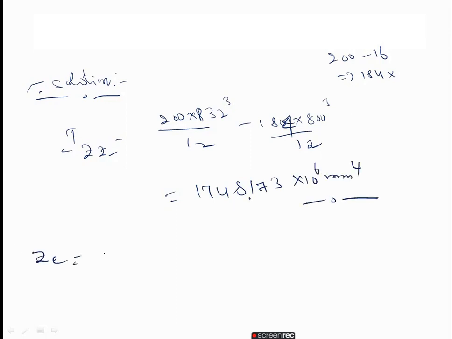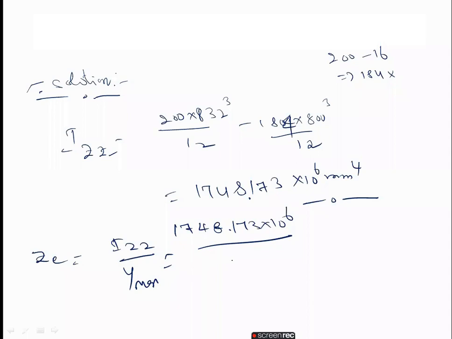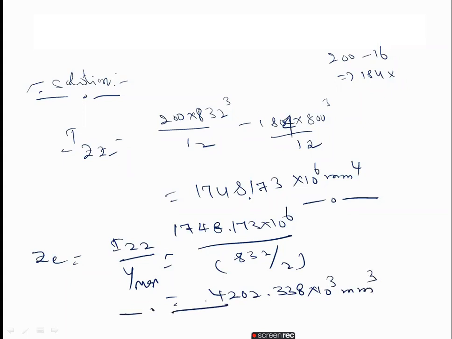And also the Ze value, we know, is Izz by Y max. Izz we just calculated, 1748.173 into 10 power 6, by Y, which is nothing but D by 2, that is 832 by 2. Once you solve, you will get 4202.338 into 10 cube mm cube. So my dear students, we calculated the Izz value as well as the Ze value. This problem is available on page number 217 of the Bansal textbook. You can refer to it also.